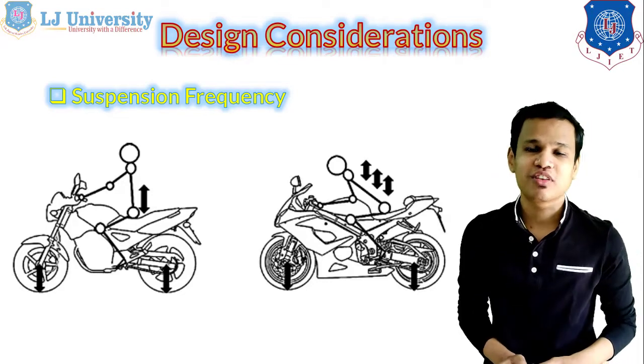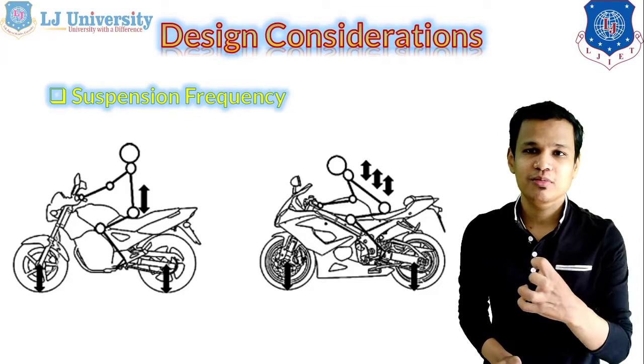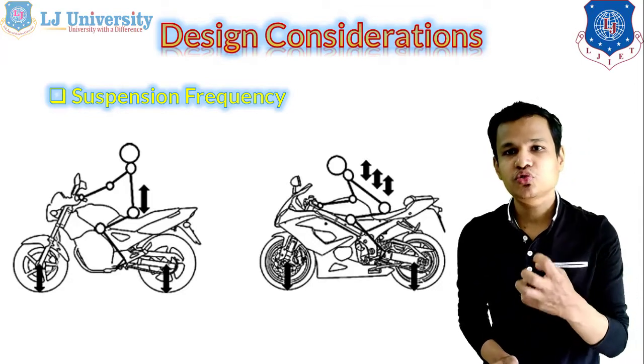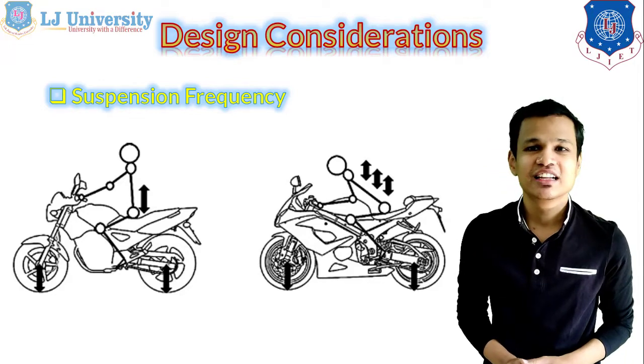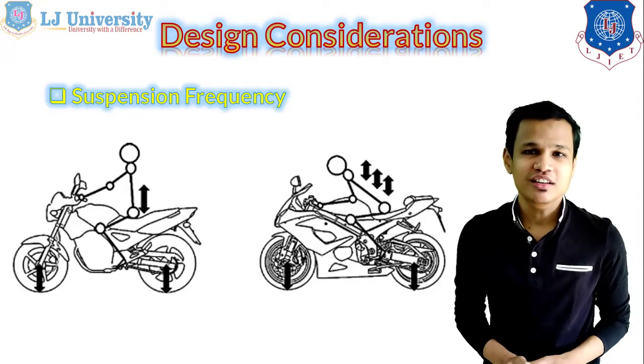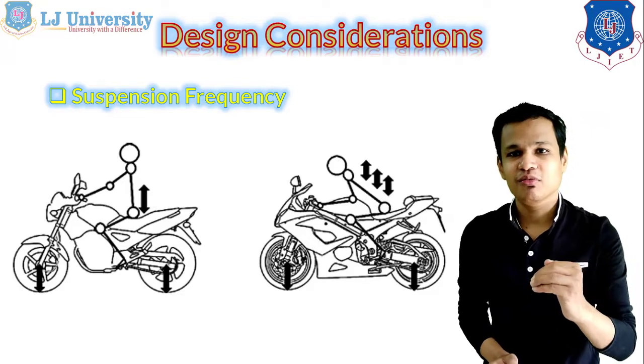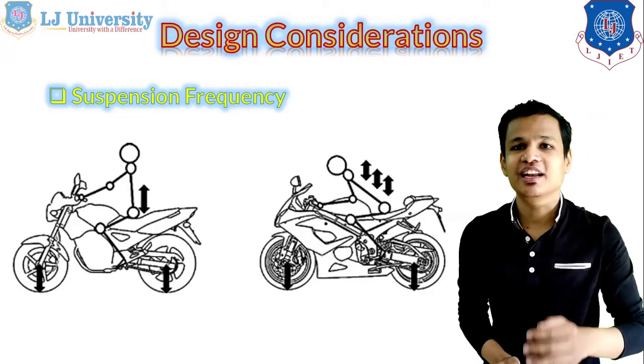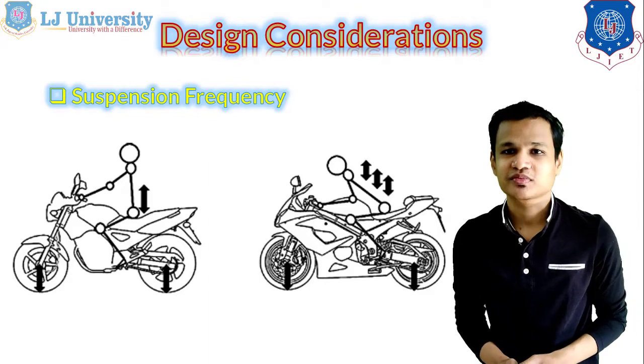To avoid these vibrations, we provide one facility that is known as the damper. The damper is used to absorb the vibrations in the vehicle. That vibration will be absorbed in a very minimum time so that the vehicle can be driven very easily.